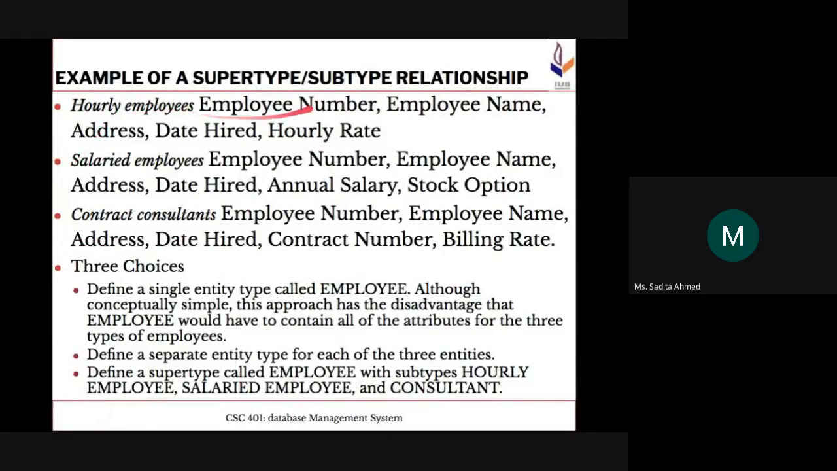hourly employees have the attributes employee number, employee name, address, date hired, hourly rate. On the other hand, salaried employees, while they do have employee number, employee name, address, date hired, just like the hourly employees, they have annual salary and stock option, two new attributes which hourly employees don't have. Also, hourly employees have an attribute called hourly rate, which salaried employees don't have. And then once again, contract consultants have some attributes which are common with hourly employees and salaried employees, and then you've got contract number and billing rate, which are not in common.